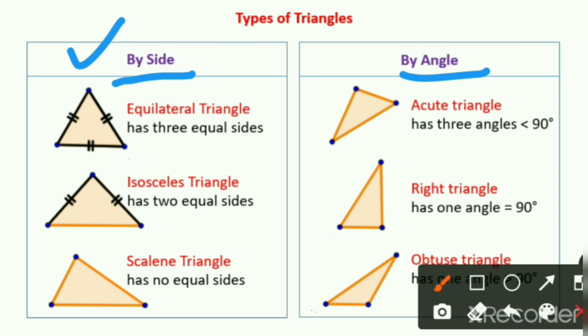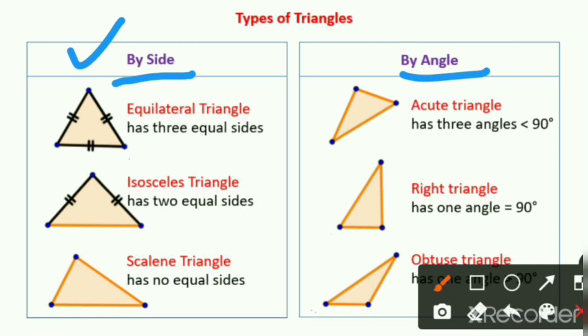In that, the first one is equilateral triangle. From the name itself, it is clear that equi means equal. So an equilateral triangle has all the three sides equal. A triangle is equilateral if all three sides are equal. So that is the first one, we can classify triangles based on their side. So it is equilateral triangle.